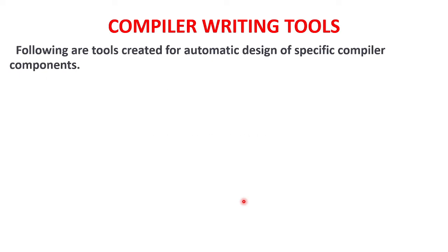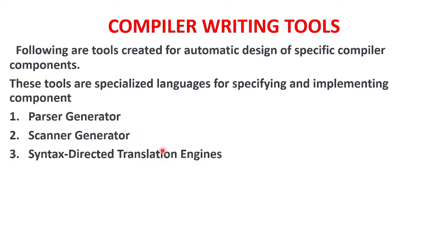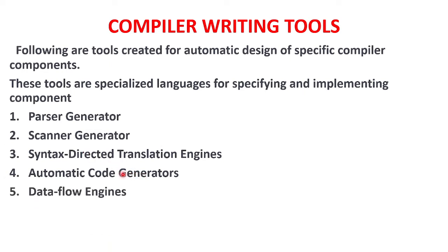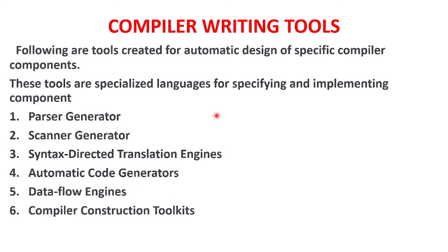So following are the tools created for automatic design of specific compiler components. These tools are specialized languages for specifying and implementing components. So the first tool is parser generator. The second tool we can use is scanner generator. Syntax directed translation engine is the third tool we can use. Then we can use the automatic code generator tool for the code generation phase. Data flow engine, compiler construction toolkit. These are the 6 specialized tools we can use for compiler writing.